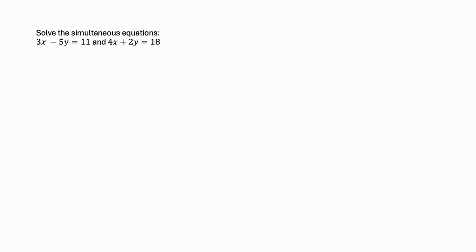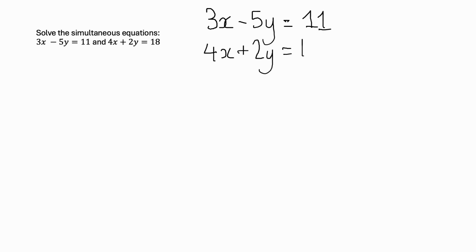So solve the simultaneous equation. We've got 3x minus 5y is equal to 11, and 4x plus 2y is equal to 18. Luckily here, all the x's and the y's are on the same side, so we don't need to rearrange the equation to start off with.